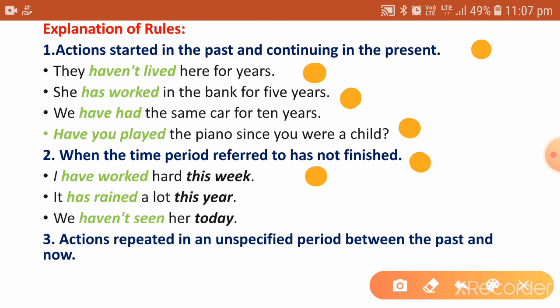Next, the second example of this, it has rained a lot this year. It means the raining season has not completed right now, and till now it has rained a lot. It means the task has not been finished. We haven't seen her today.